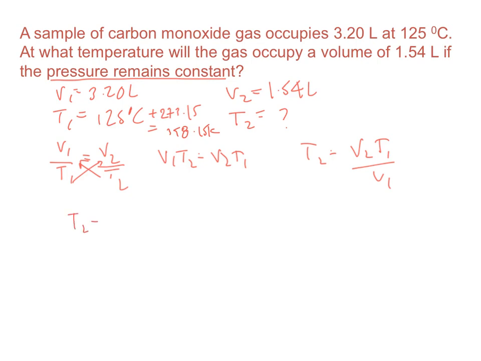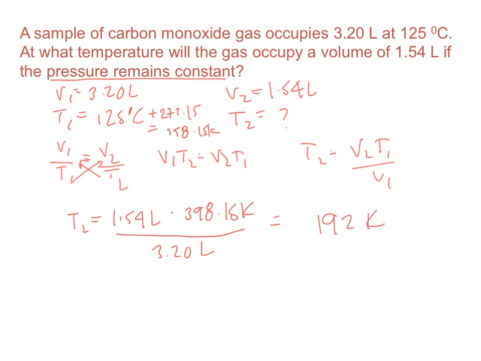So T2 is going to be equal to 1.54 liters times T1, which is 398.15 Kelvin, divided by our old volume, our 3.20 liters. Plug that into your calculator, and you're going to end up with 192 Kelvin, because liters and liters cancel, Kelvin is left over. This is the new temperature.